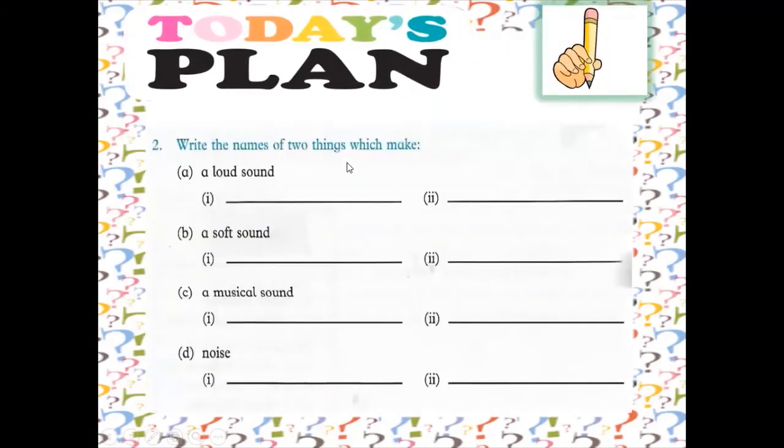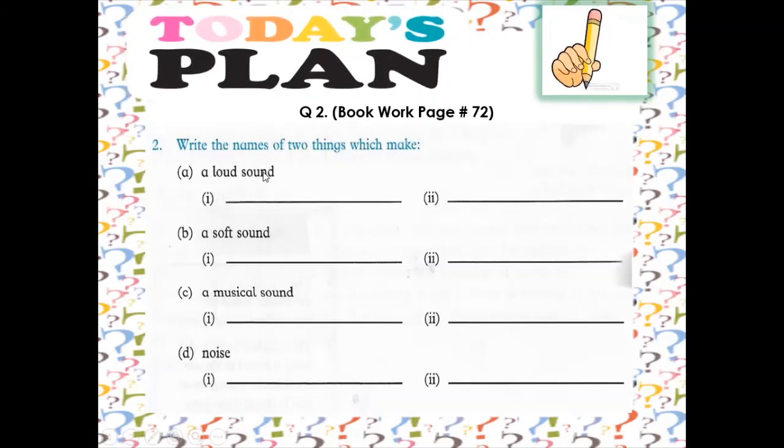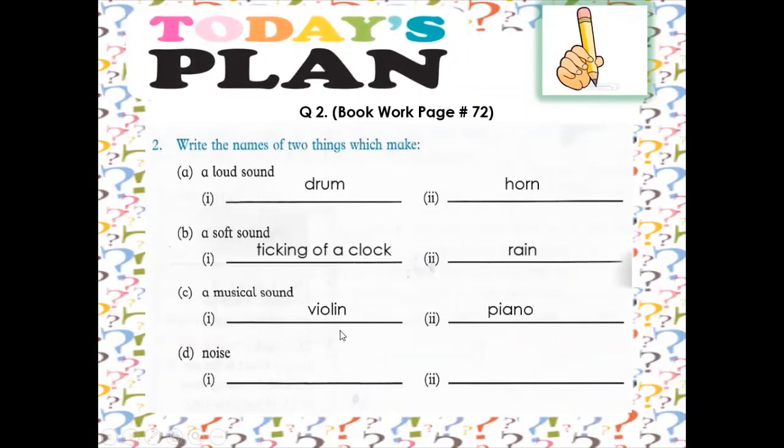Okay, now we come to today's book work, students. Book work is about question number 2, which is on your book page number 72. Write the names of two things which make a loud sound. You can write any which you think are loud. I am giving you some examples: loud sound can be produced from a drum and a horn. Soft sound, the ticking of a clock and rain. Musical sound from a violin and piano. Noise from a jet engine or firecracker. You have a choice. You can write any other also, students.